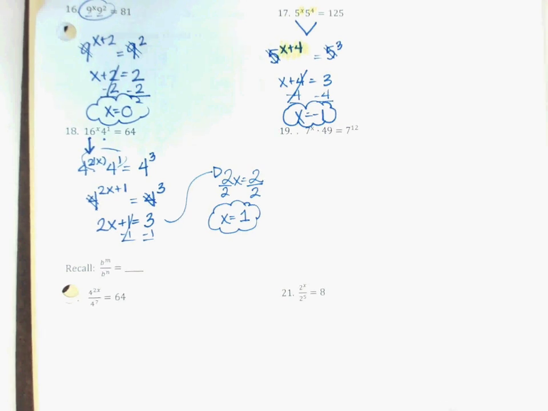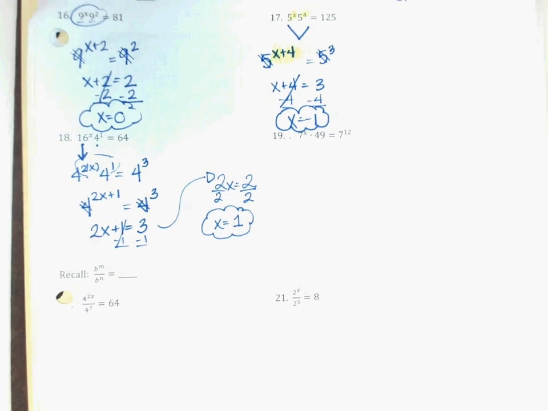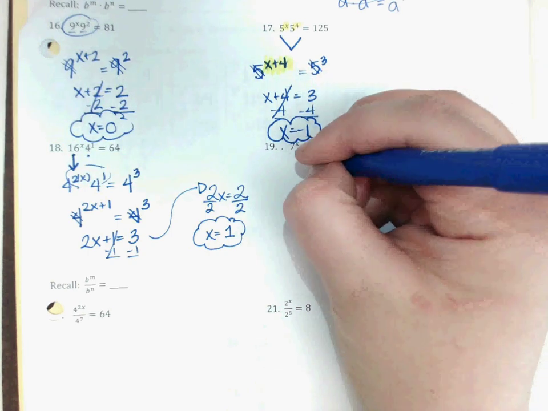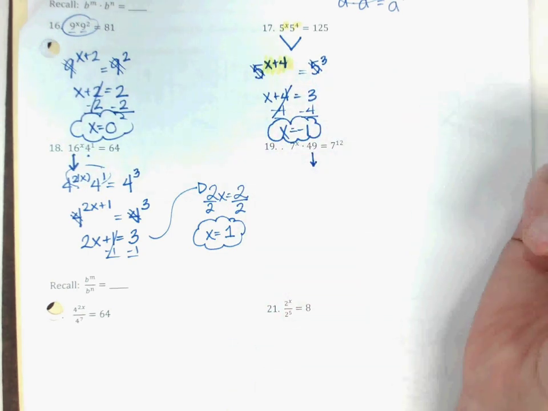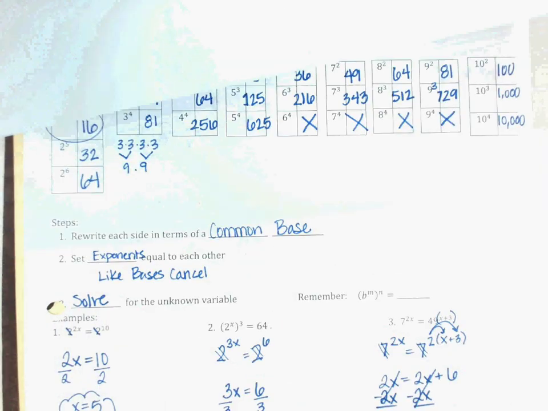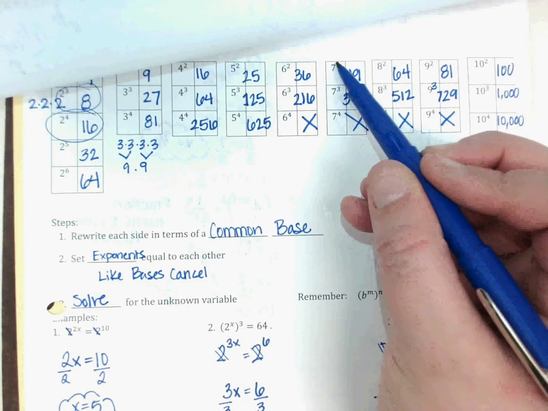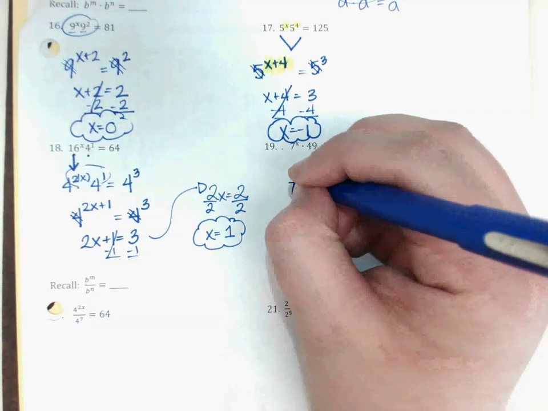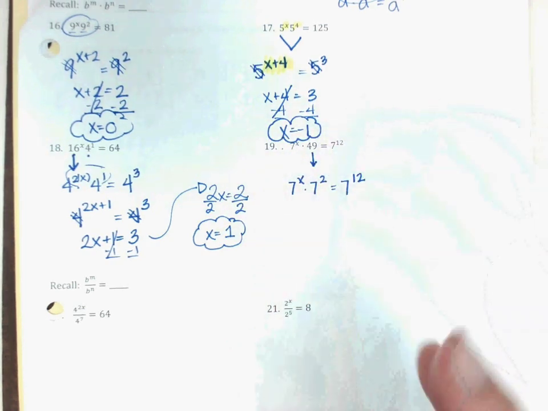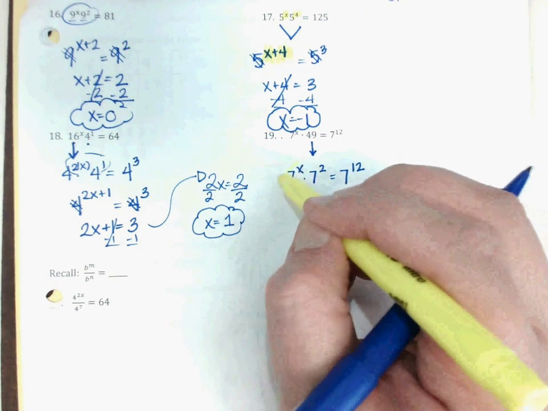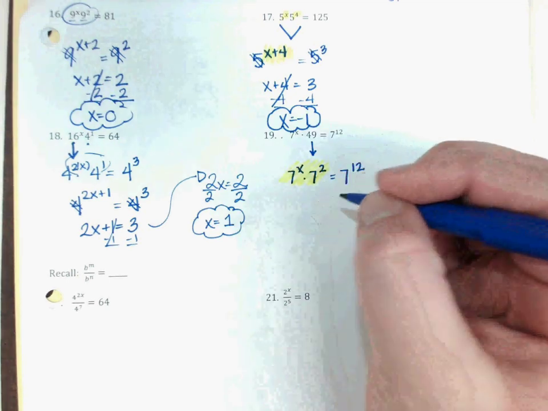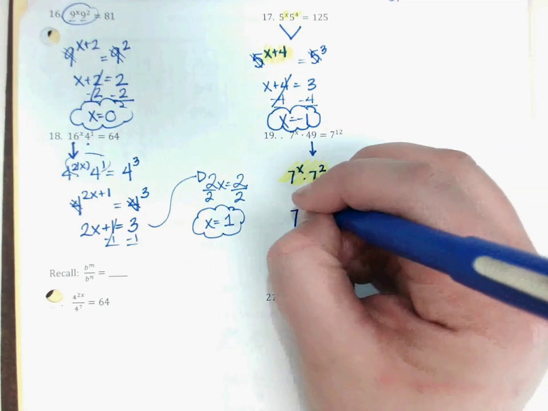Okay, one more left like that. We're going to set it up, but we're not going to finish it. I want you to find a common base for 49 and 7, because I need them all to match for me to do my combined step. What's 49 in your 7's chart? 49 is 7 squared. I can see it right there. So I have 7 to the x times 7 to the 2 equals 7 to the 12. But then remember, I can only combine these if I add the exponents together. So 7 to the x times 7 to the 2 is 7 to the x plus 2.